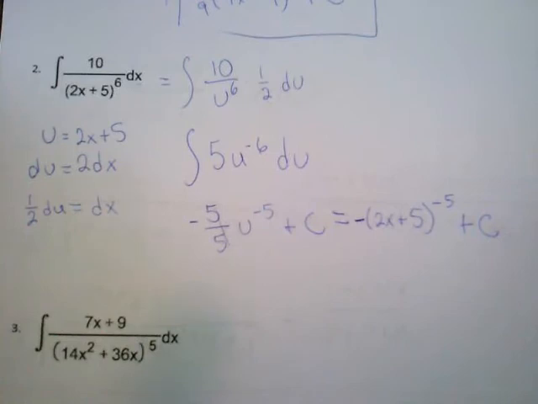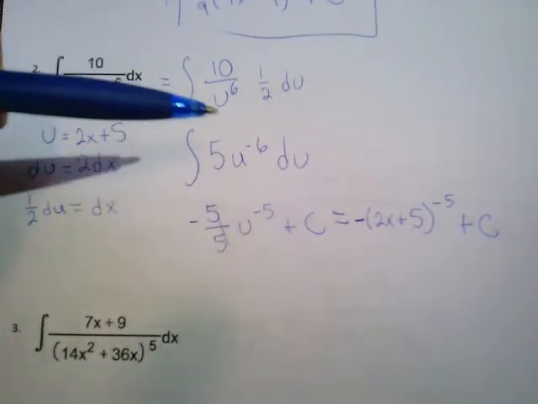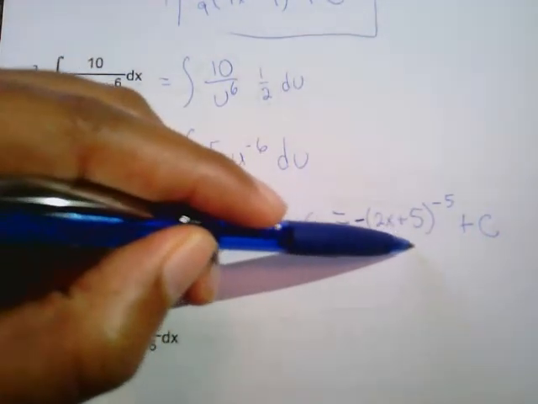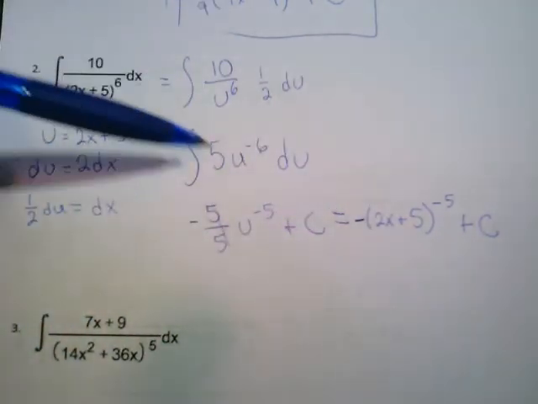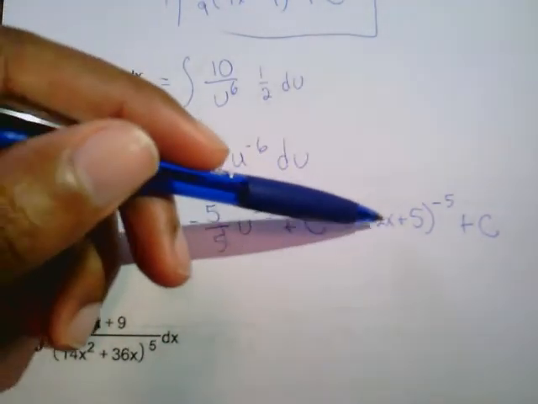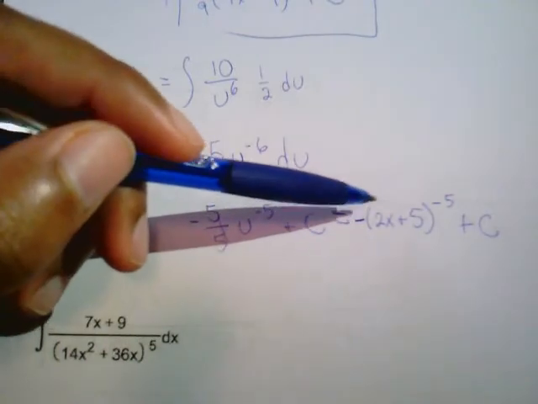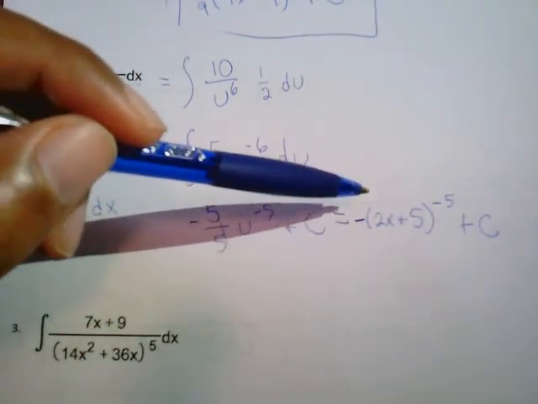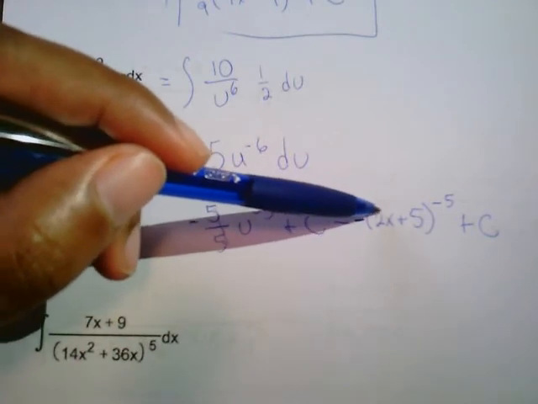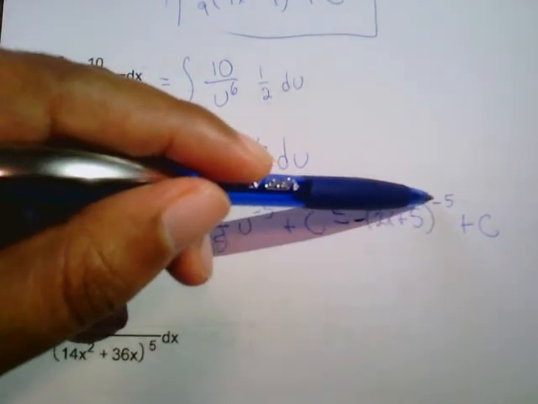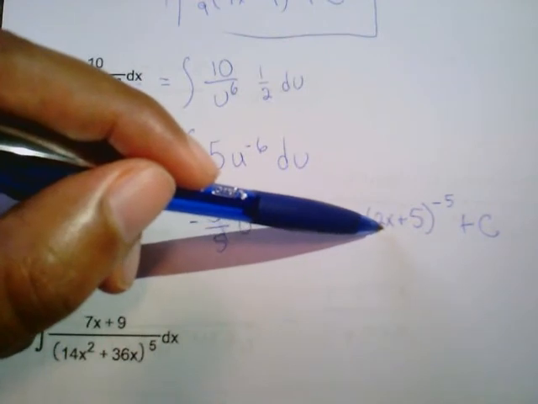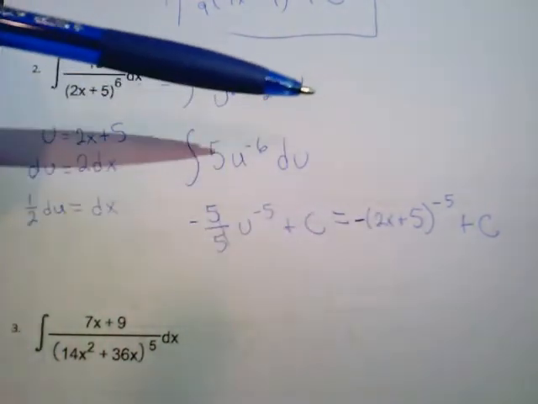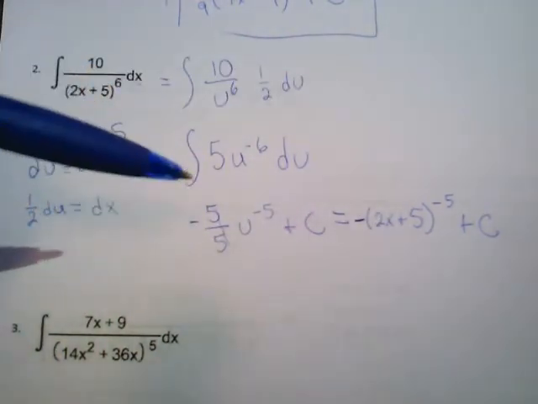And remember, if you're not sure if you did everything right, once you get to your final step, to check your answer, all you do is take the derivative of your answer. So we took the derivative of this, the negative 5 would come down, so then it would be positive 5 times 2x plus 5 to the negative 6, and then you would have to multiply times 2, making that 5 become a 10. So this is our answer.